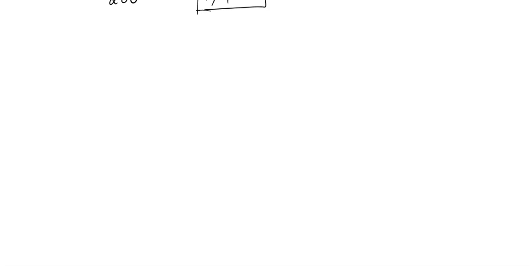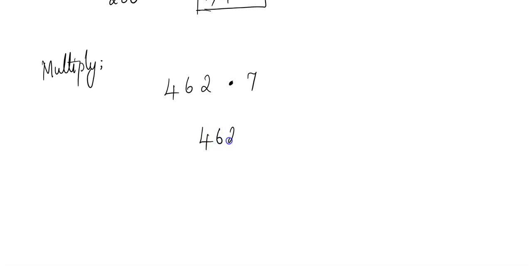I'll do one more. 462 times 7. So 462 times 7. 7 times 2 is 14. Carry over 1. 7 times 6 is 42. Plus 1, 43. 7 times 4 is 28. Plus 4, 29, 30, 31, 32.